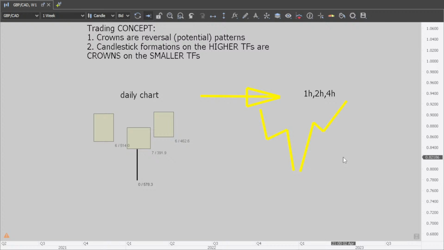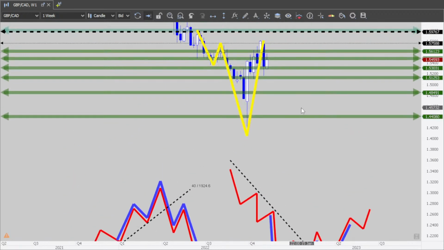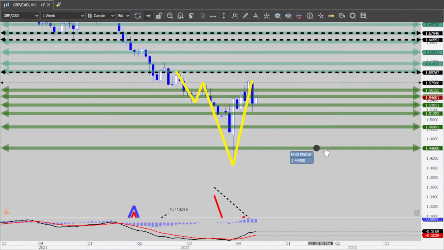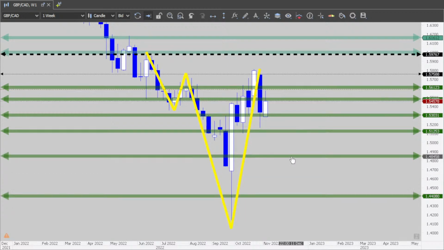Ala says, yes, we have a crown. Julius, not yet. Sila says, not yet a crown, but can be. Everybody, it made a higher high, right? Remember what is the specific of a crown? It's going to make a higher high. So crown reversal.